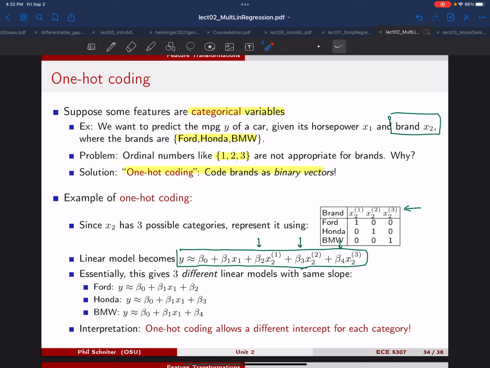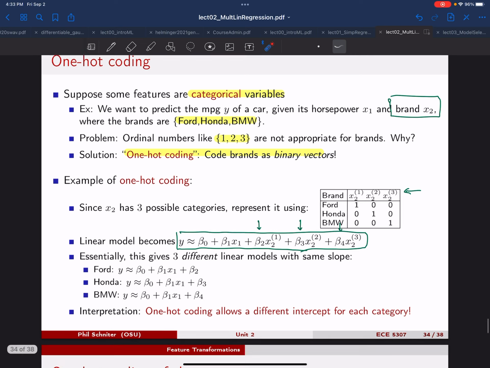So there are times when this is a good thing. This is something you want to do. There are other times where maybe you want to do something a little differently. And let me give you an example on the next page.